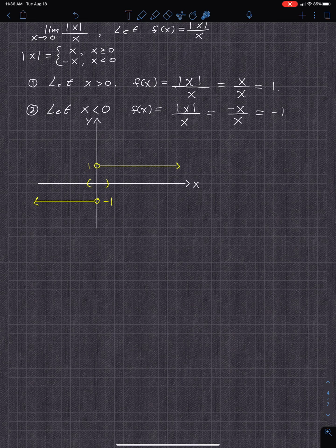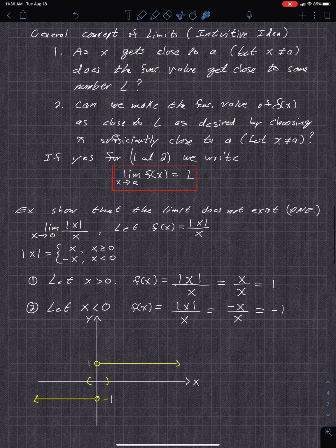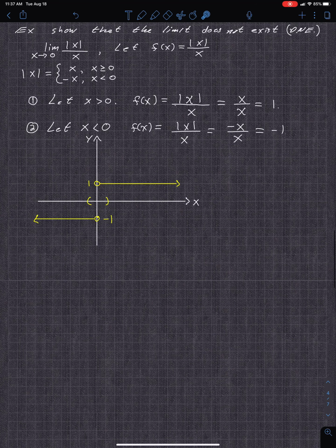But just as we are talking about this original concept, if you approach a number on either side, it has to approach the same thing. So can we make the function value of f as close to L as desired by choosing x sufficiently close to A? And it must work on both sides for this definition to exist. Okay, so that's how you'd show it does not exist. And the write-up would look something like this.